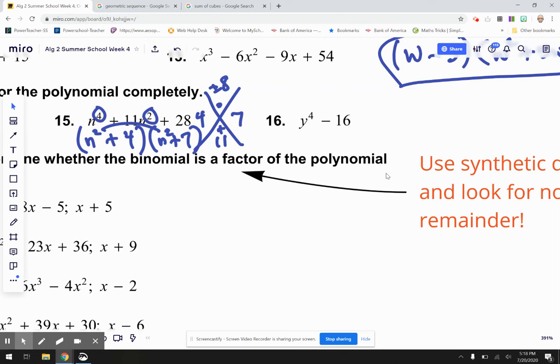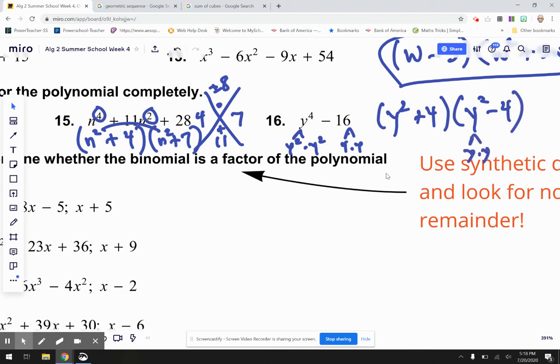And then 16, you've got two perfect squares. This is y squared times y squared. This is 4 times 4. So y squared plus 4, y squared minus 4. But this has another perfect square, y times y and 2 times 2. So not only do you have the y squared plus 4 answer, which doesn't factor, but the difference of squares does. So y plus 2 and y minus 2.